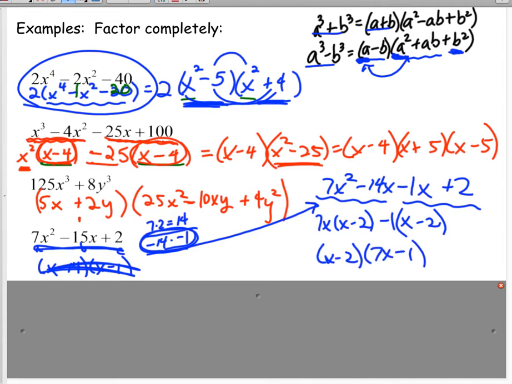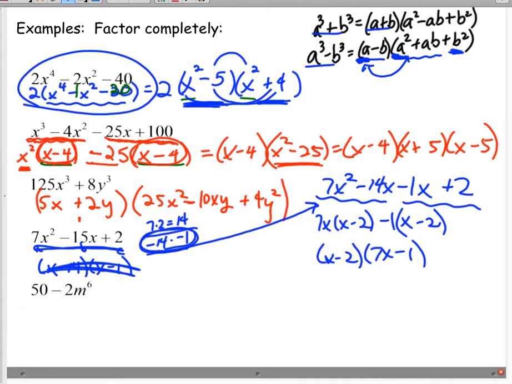That is the AC method. And now you know when to use it. Next one, 50 minus 2m to the 6th.